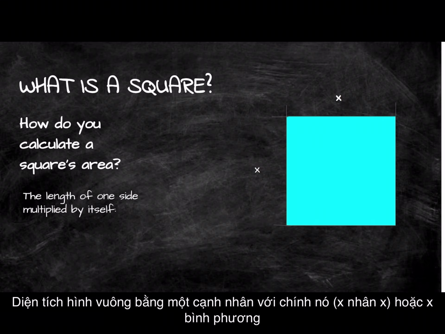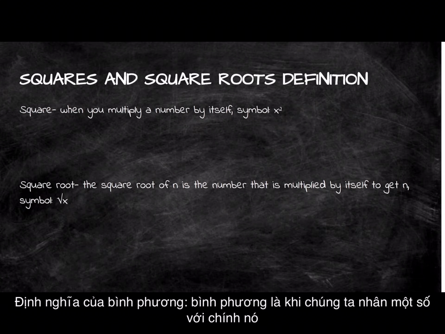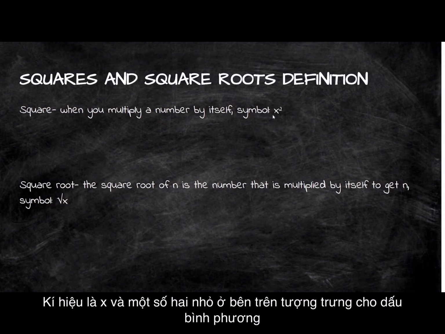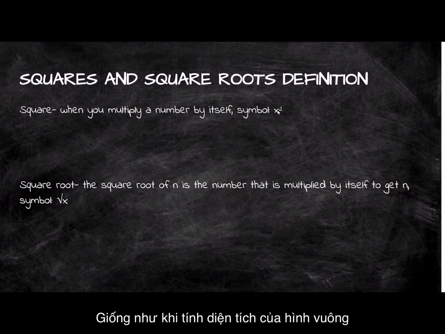So you're able to calculate it by the length of one side multiplied by itself. So x times x, or in other words, x squared. So this is the definition of squares and square roots. A square is when you multiply a number by itself. The symbol is x with a small 2 up there, which means the power of 2. It's similar to how you calculate the area of a square, basically.